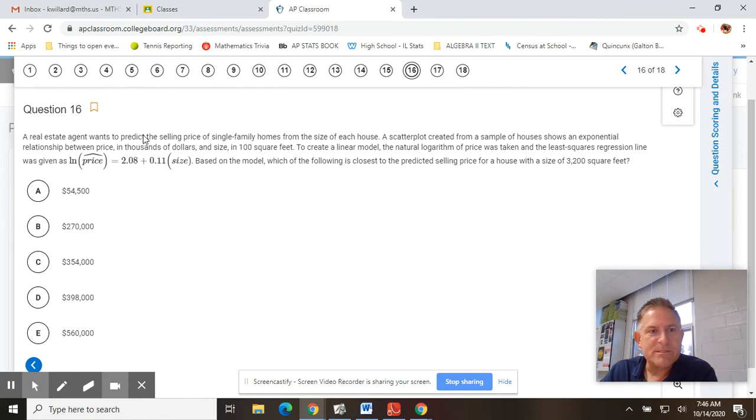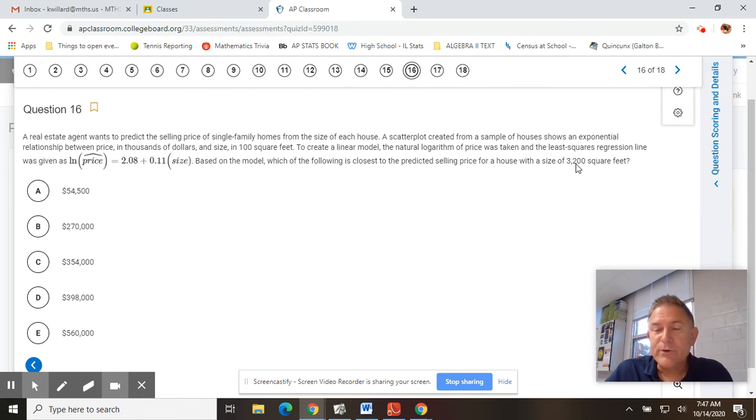So a real estate agent wants to predict the selling price of homes from the size. You would think as the size goes up, so does the price. Not surprising. The price is in thousands. The size is in hundreds of square feet, and that's confusing also. So here we go. Based on the model, which of the following is closest to the selling price for a house that is 3,200 square feet?